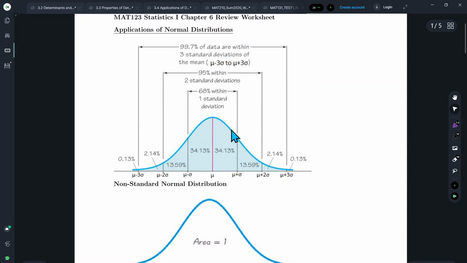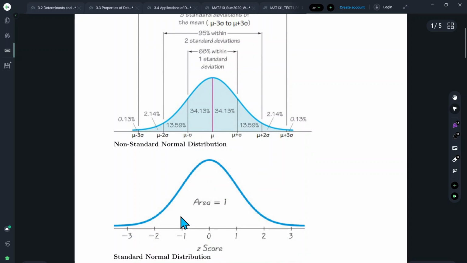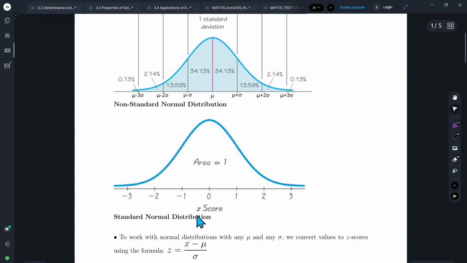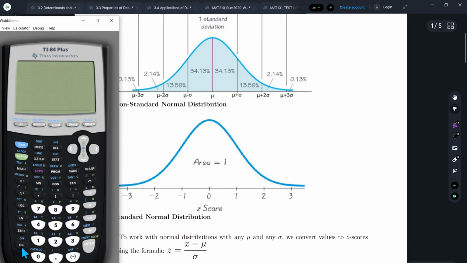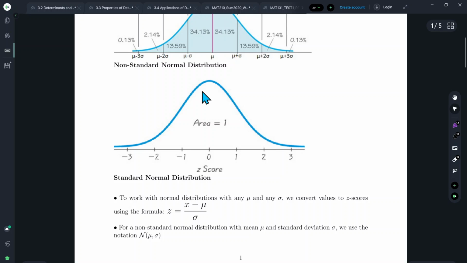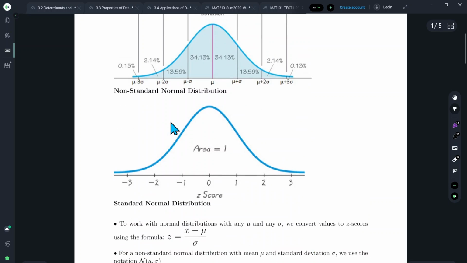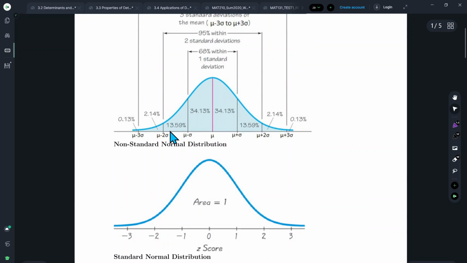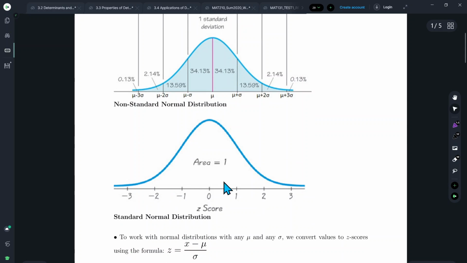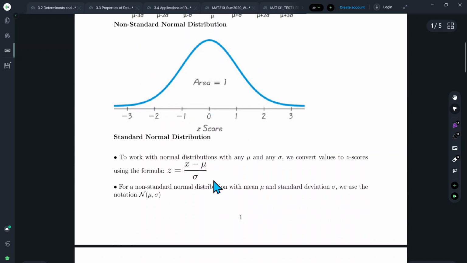If you convert everything to z-scores, then you're working with the standard normal distribution, where the mean is exactly 0, the standard deviation is exactly 1, and the total area of the normal distribution is equal to 1. However, because the graphing calculator allows us to calculate with any mean and any standard deviation, we'll just stick with the non-standard normal distribution and not worry too much about z-scores.